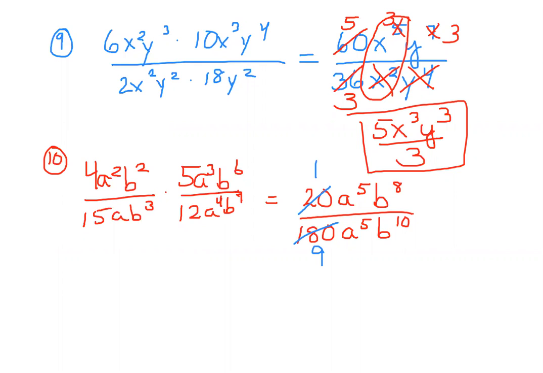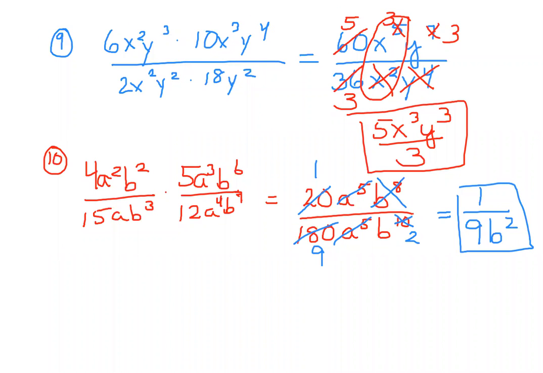Look at this. All the a's cancel, a to the 5th over a to the 5th. And now we have 8 b's on top and 10 on the bottom. So all of those go away, and we're left with b squared in the denominator. So everything in the numerator canceled, which means we have a 1, and we have a 9b squared left in the denominator. And that's our answer for number 10.